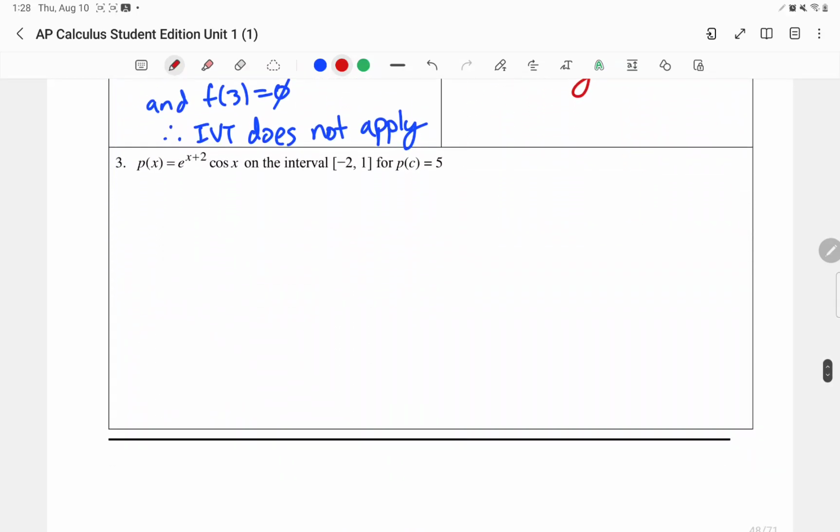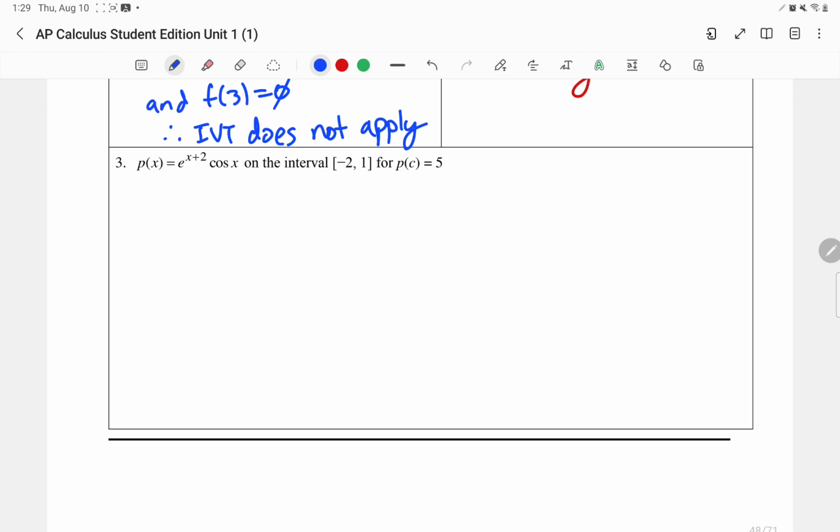All right, next one, we have p of x equals e to the x plus 2 times cosine of x. And this one is kind of a calculator question, so I'm going to explain what you would type into your calculator. But let's start this off first. e to the x is a continuous graph and cosine of x is a continuous graph. So if you combine both of those, we'll get a continuous graph.